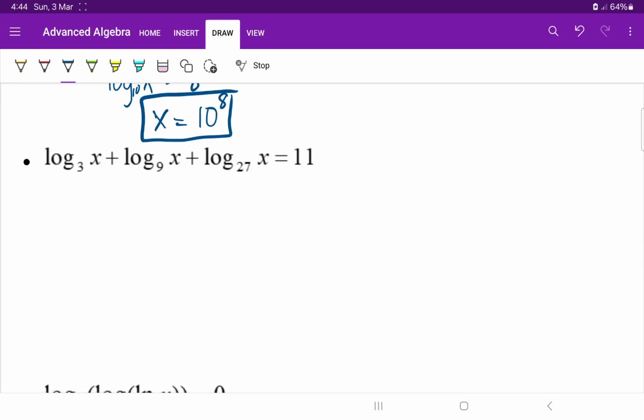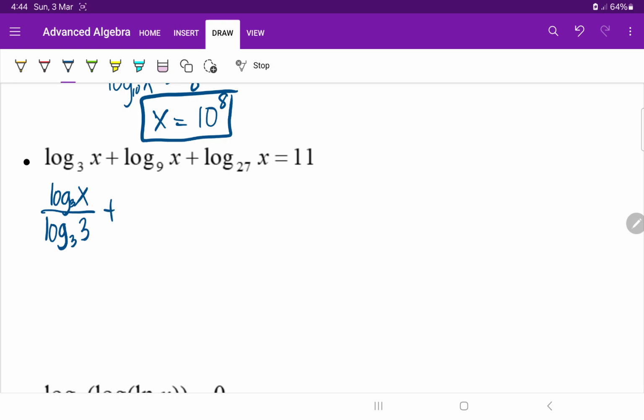What about this one? So, different bases. So, the base here is 3, the base here is 9, the base here is 27. So, how will we solve for the value of x? Hindi tayo pwedeng mag-cancel agad-agad, no? But what we can do is to use the change of base formula. Okay? So, for the first term, I can write it as log x divided by log 3. Okay, so let's try to use base 3. Okay, so log base 3 of x all over log base 3 of 3.